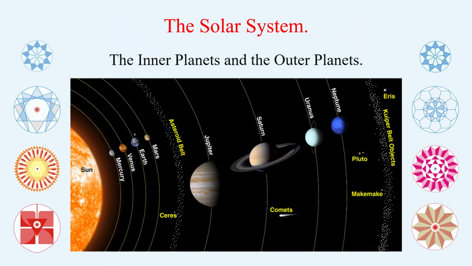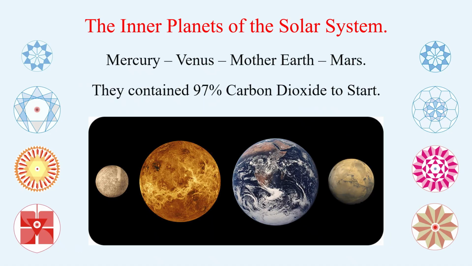Now come to the solar system, which is the subject of discussion today once again, where we are talking about 22 and carbon dioxide and how it is related to the 4 inner planets by and large. Keep this picture. Now we go to the next stage. Inner planets of the solar system are Mercury, Venus, Mother Earth and Mars. These are the 4, and they contain 97% carbon dioxide to start with, and the remaining 3% was other gases.